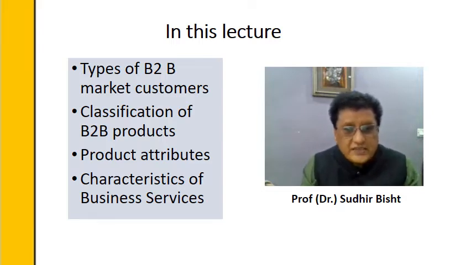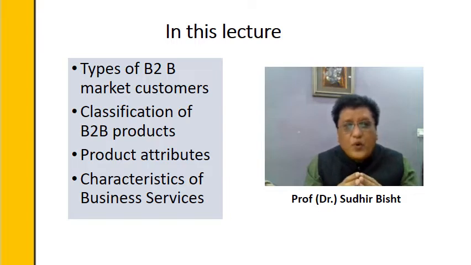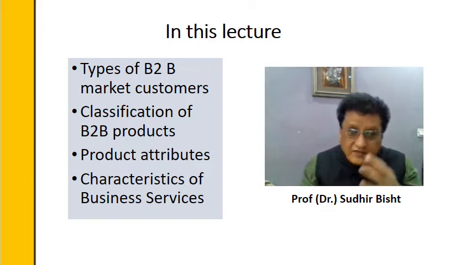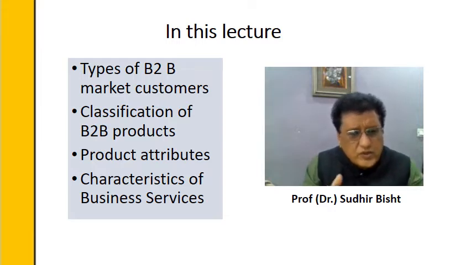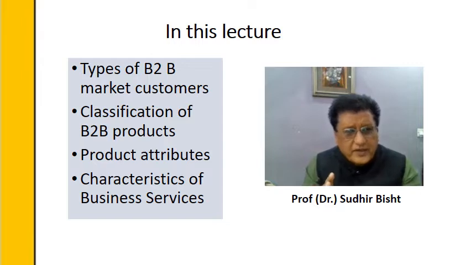In Unit 2, we will discuss what is meant by industrial product. How do we classify industrial products? We will also discuss product strategies for business markets. Product strategies are all those strategies which you deploy to achieve your marketing aim, organizational aim. We will also discuss new product development and innovations for business markets. New product development is akin to the product development in the consumer segment, but there are nuanced differences.